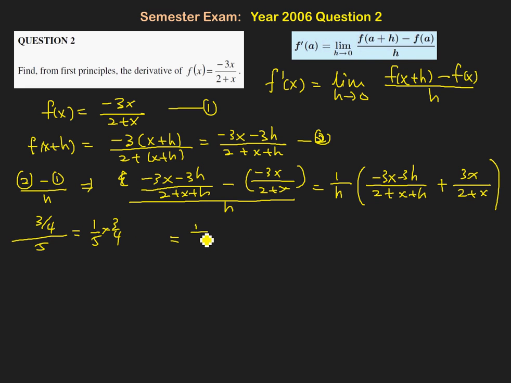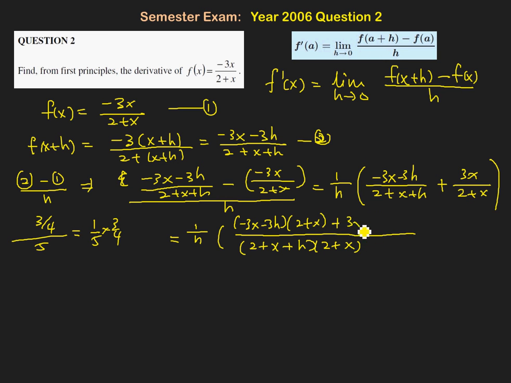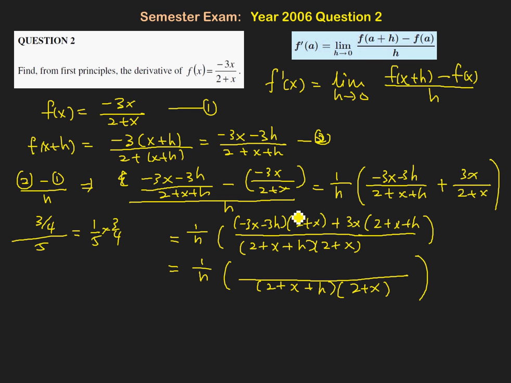So 1 over h, and this now is just algebra, everything here. Just be careful. This and this, take the denominator times this, negative 3x minus 3h times 2 plus x, and plus 3x and 2 plus x plus h. And again, make sure to be careful with everything. Don't be shy about using brackets, otherwise it reduces your chance of making mistakes.